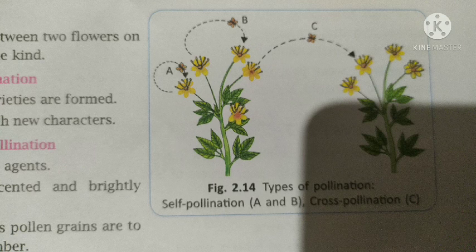The next step, we observe cross pollination. Cross pollination is the transfer of pollen grains from one flower to another flower, and this pollination process is between two separate plants, but the separate plants are of the same kind. So cross pollination occurs between two flowers on two separate plants of the same kind.